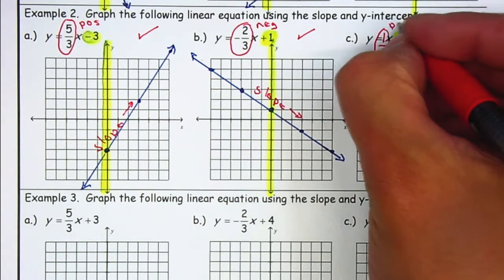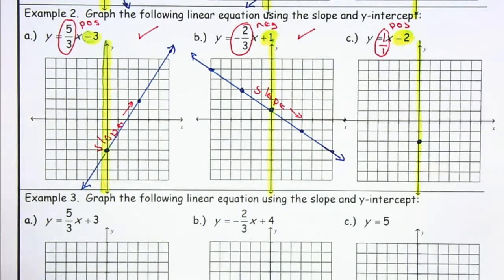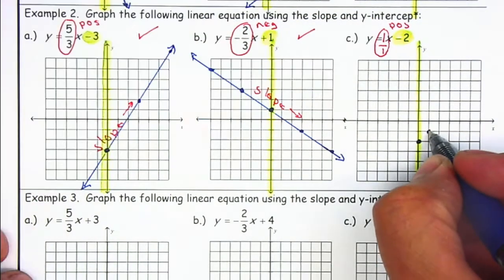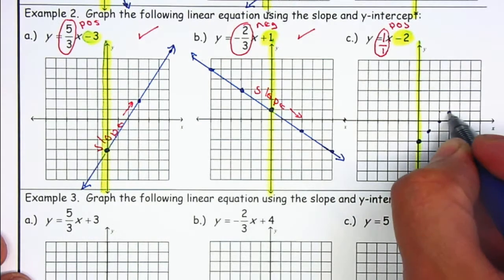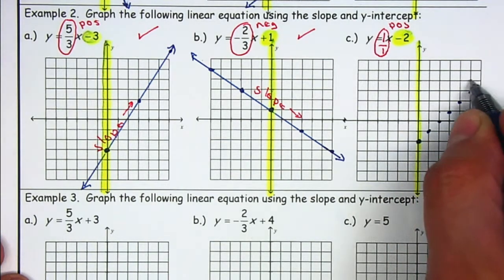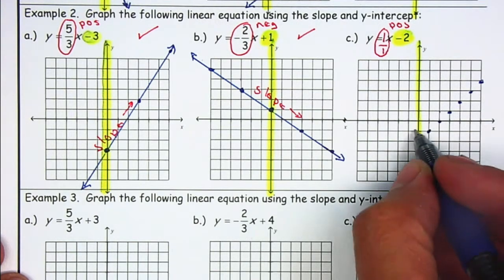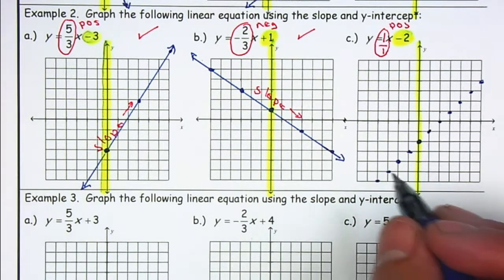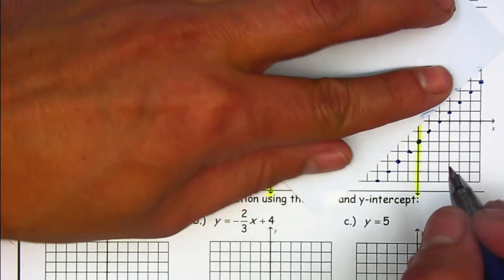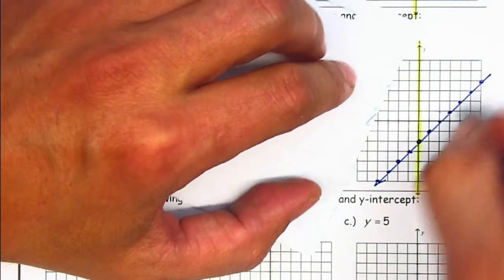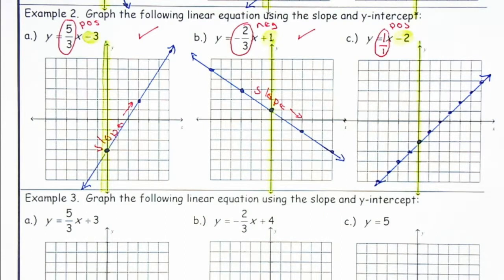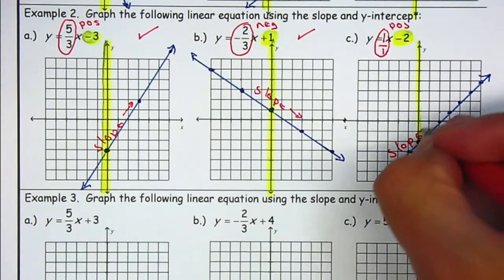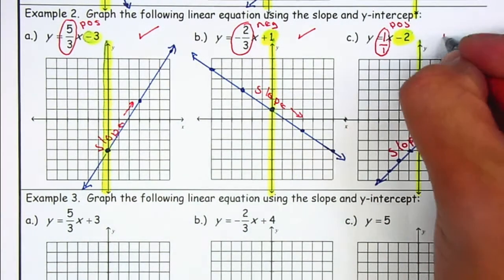This is positive. If it's positive, we're going to go up and to the right. So I'll go up 1 and to the right 1, and I can do it again and again. Or the opposite. The opposite of up and to the right will be down to the left. And that'll be a full line. I'm going to write the word slope. If you notice, the slope of the line is positive and the slope of the equation is positive, so it matches.